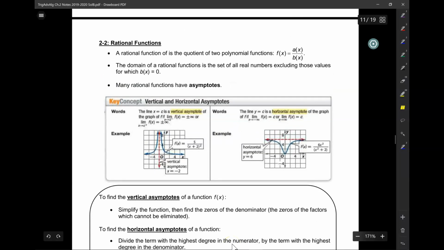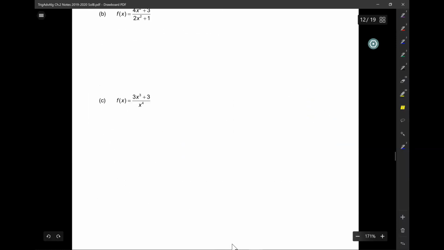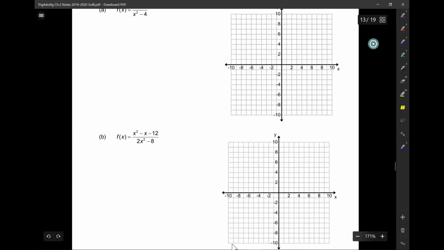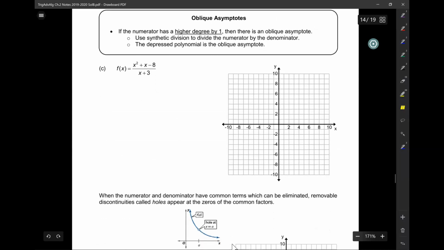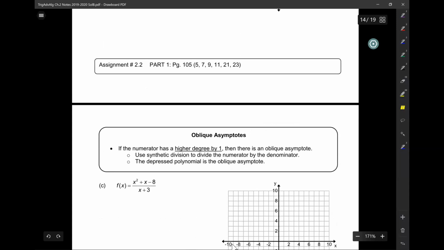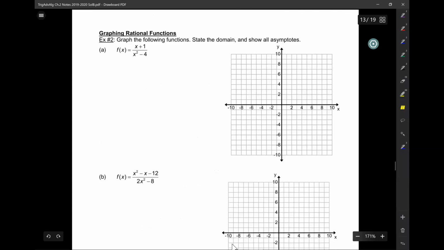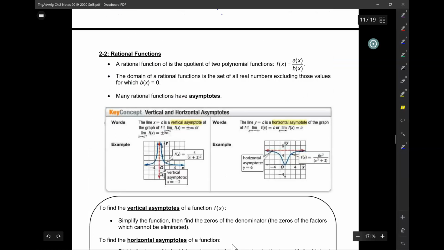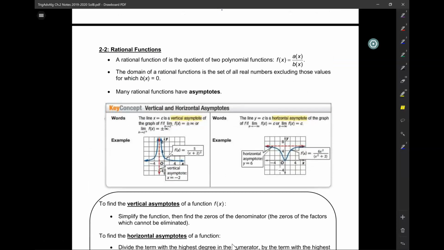In this section, we're going to learn a few things. We're going to learn how to analyze rational functions. We're going to learn how to graph rational functions as well. And to even begin to do that, first we have to understand what a rational function is.